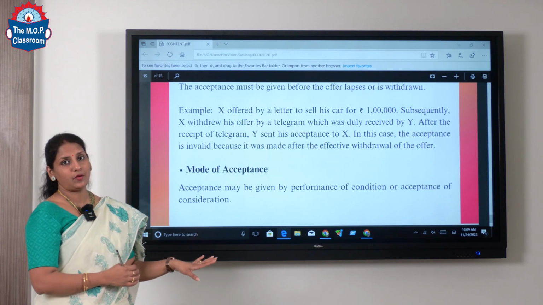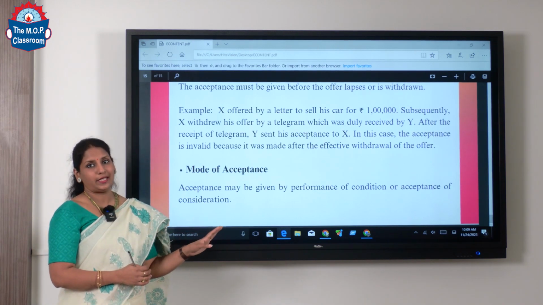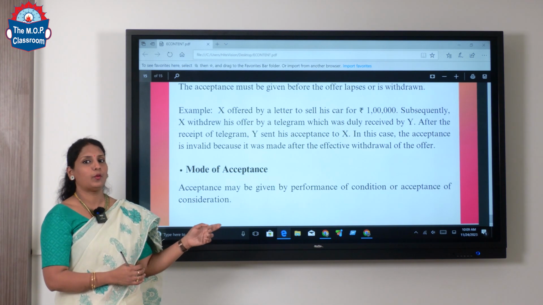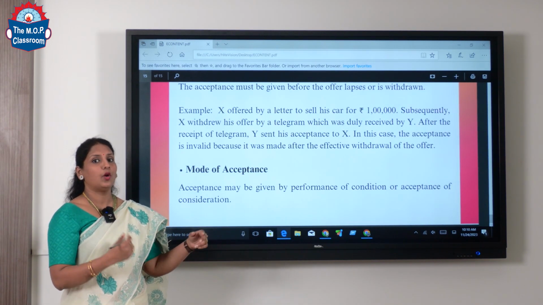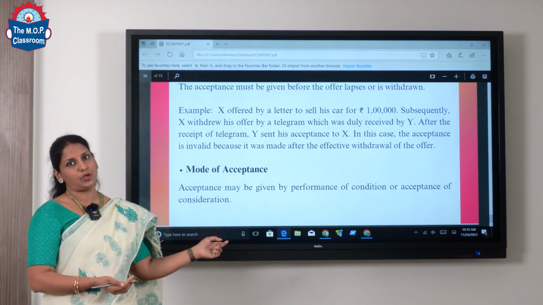So, just a quick recap. We started with the Contract Act of 1872. I explained what you mean by an offer, types of offer, then the essential elements of offer, what you mean by acceptance, and the essential elements of acceptance.